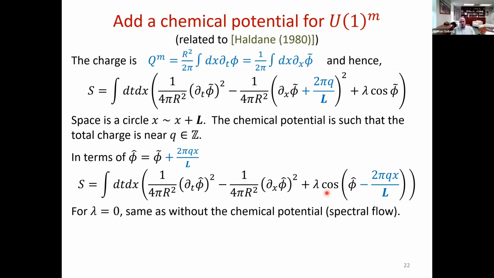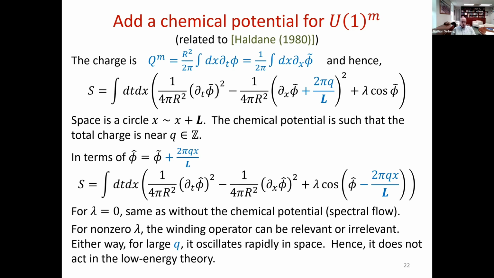And now we would like to see what's the effect of breaking the winding symmetry. So we take the original system that has no winding symmetry, we introduce the chemical potential, we change variables, we tentatively turn this off, we found an answer we know, and now we turn lambda back on to be non-zero. So for non-zero lambda, this winding operator can be relevant or irrelevant. It's cosine phi hat. Would be relevant or irrelevant, as we discussed earlier. However, it depends now on x.